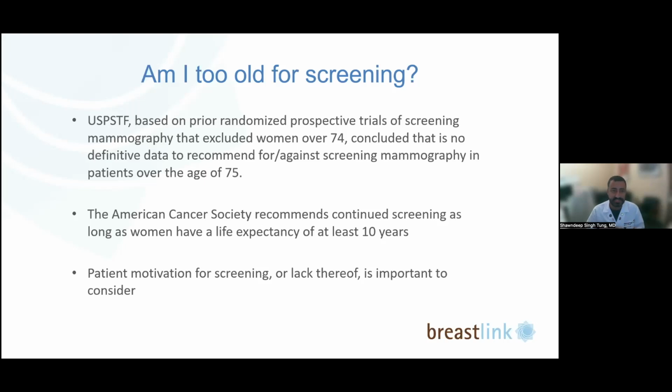The USPSTF, based on prior randomized trials, as I noted there, had data that stopped at age 74. So it excluded data from women over the age of 75. So basically they had no recommendation for patients over the age of 75. I think that's kind of where it stems from. However, for my patients who are willing to continue screening, those are patients that I will continue to screen.